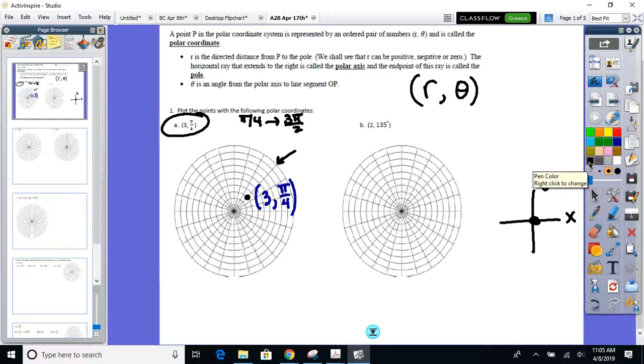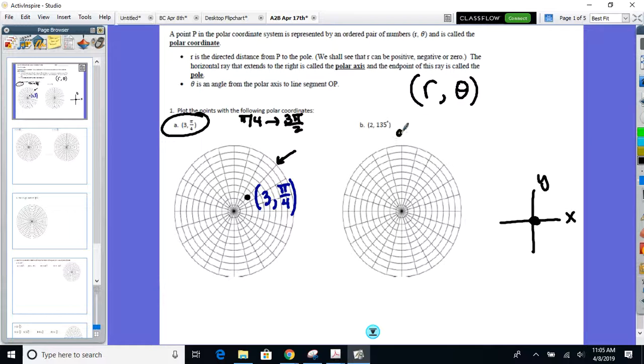All right, 2, 135 degrees. Ready? Well, I know this is 90, up at top. Keep going around with me. Add another 15: 105, 120, and then right here will be 135. So I'm right here. And how many units away from the pole do I go? 2 units away. So 1, 2, this point right there.